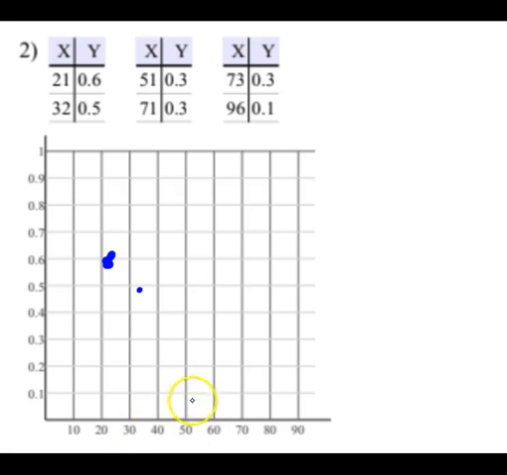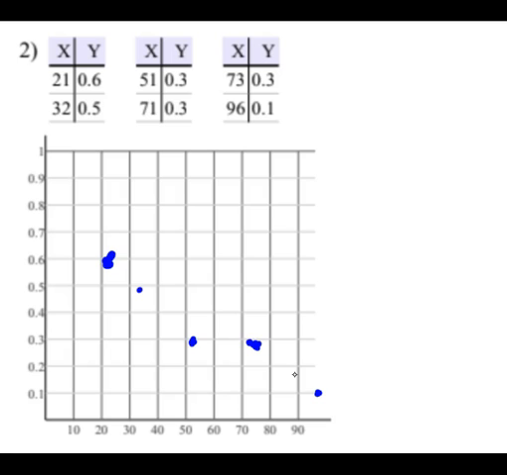51.3. 71.3. 73 and 0.3. It's really right where the other one was. That's not quite off. That should be a little more to the left. And 96 and 0.1. So 96 is about there and right there.